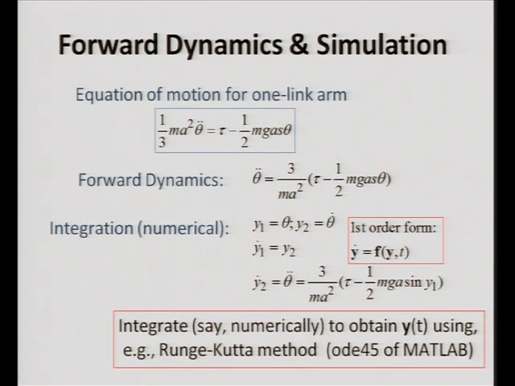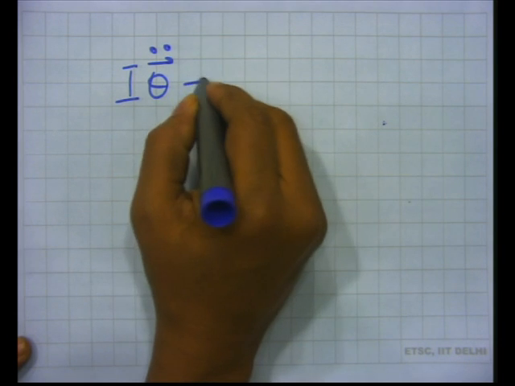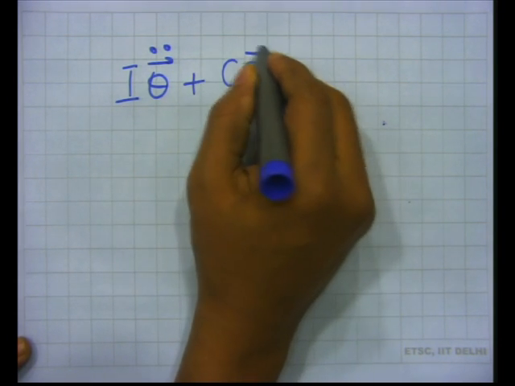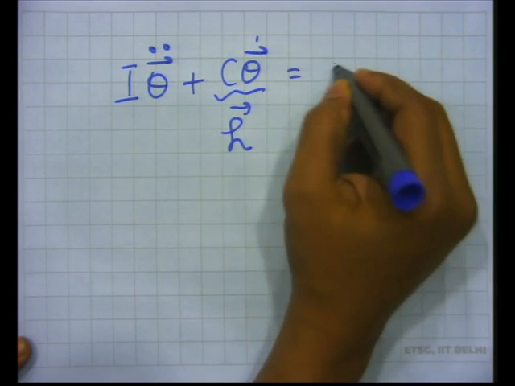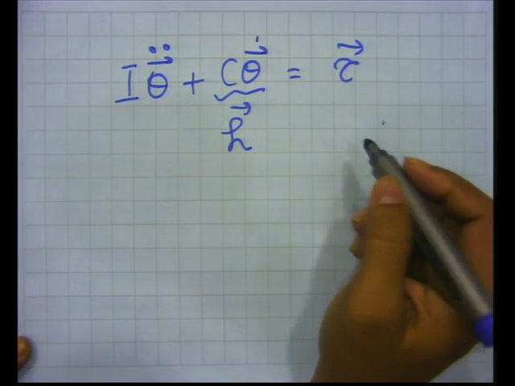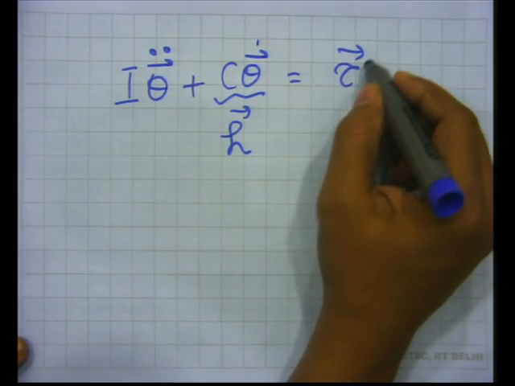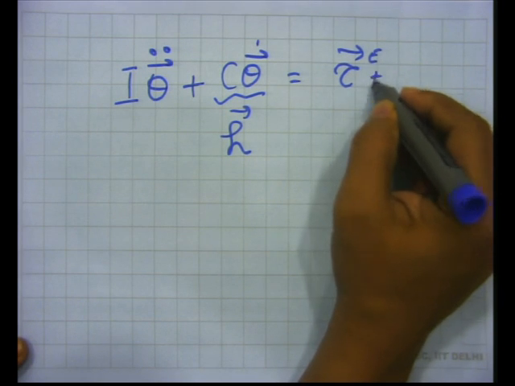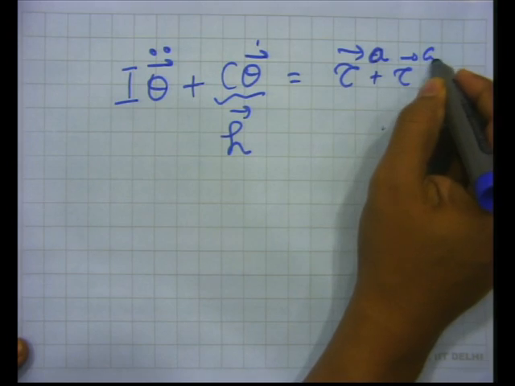Now, so far what we have discussed is actually inverse dynamics. If I write it here, we had these kinds of expressions, I theta double dot plus C theta dot, which we have also denoted with H, is equal to tau. But when gravity comes into the picture, one can also think that this tau consists of tau external or the actuator, and the tau g, something like that.